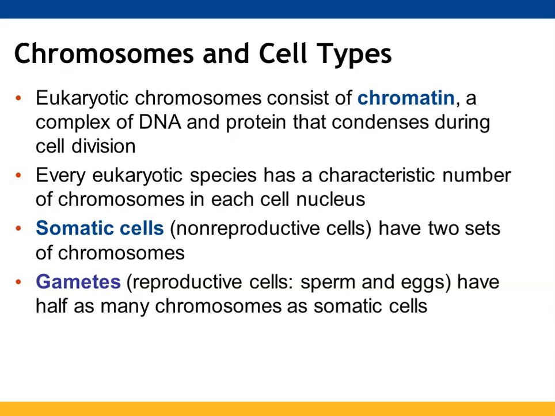These chromosomes, specifically the eukaryotic ones, are made of chromatin, which is not just DNA, it's also protein, and they condense during cell division so that the individual chromosomes can be seen. The different eukaryotic species have a different number of chromosomes in their nuclei. Their somatic cells, all the cells besides the germ cells, are going to have two sets of those chromosomes, while the gametes, your reproductive cells, sperm and eggs, will only have one full set of chromosomes. They'll always have half the number of chromosomes that are found in your somatic cells.